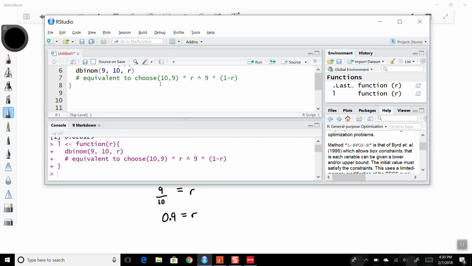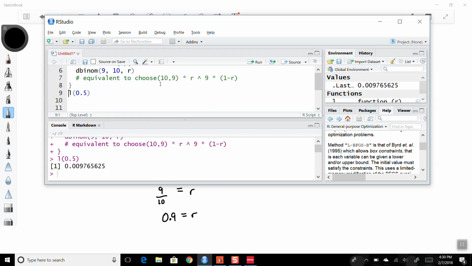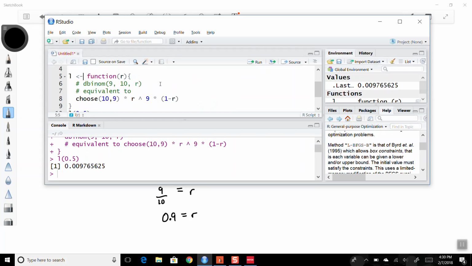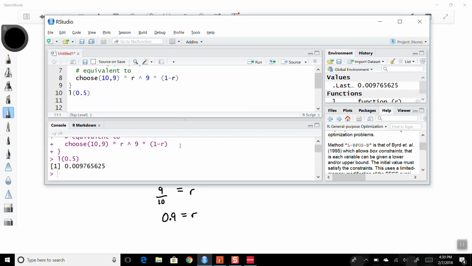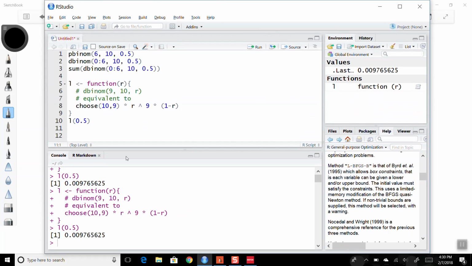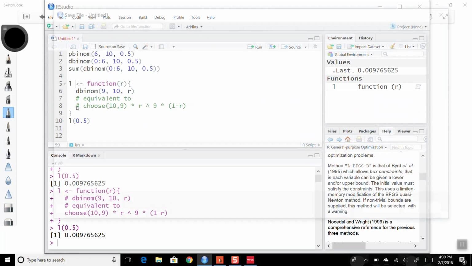Okay, so I could say, okay, what is the likelihood if r is 0.5? And then we get that. If I just commented this out, and I did this instead, we should get the same thing. Yeah, okay. So dbinom just, for me it's easier to see it this way. Okay.